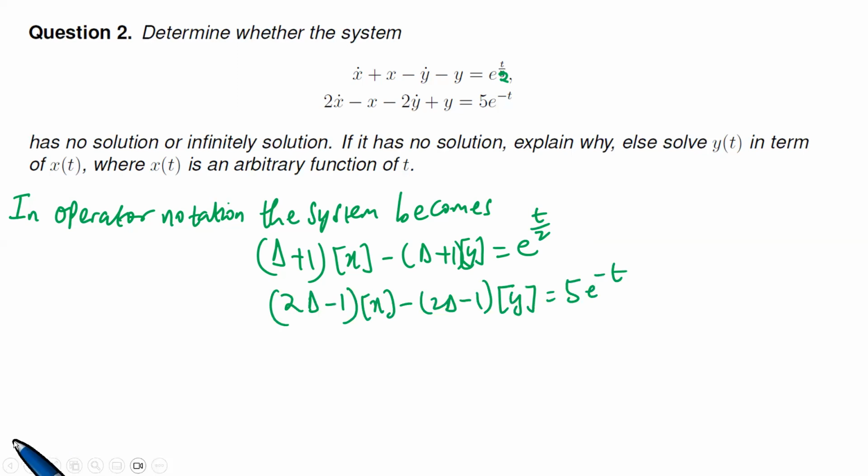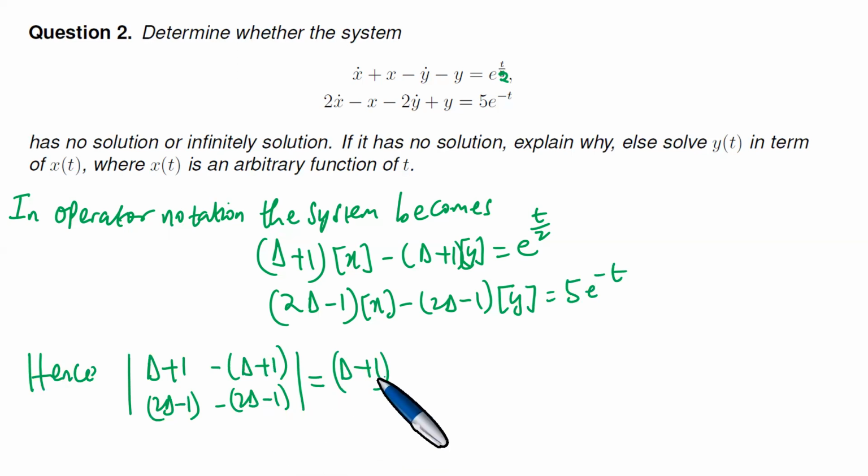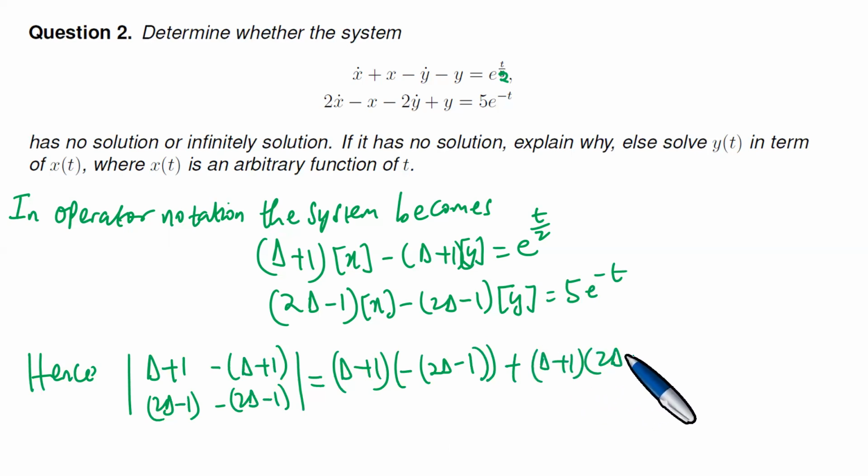Right, having written it in operator notation, it can be transformed into the determinant expression. Hence, we have D plus 1, minus (D plus 1), 2(D minus 1), minus 2(D minus 1). Right, so we obtain the determinant of this, which can be seen as (D plus 1) times minus twice (D minus 1), then plus (D plus 1) into (2D minus 1).